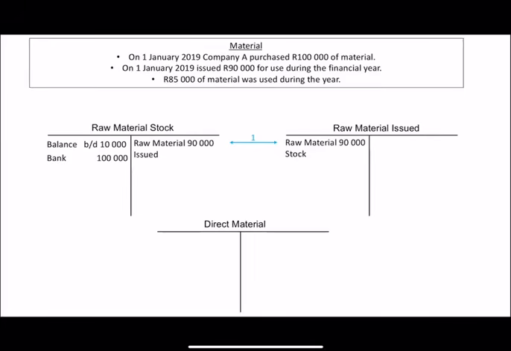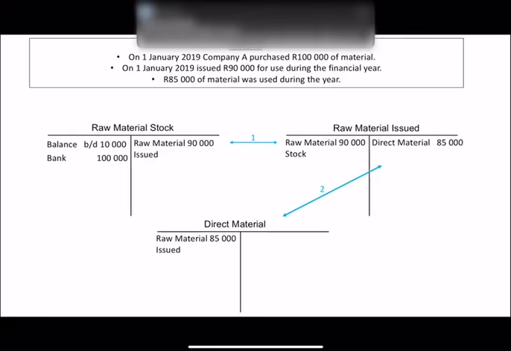Now we're working at the end of the year, and the next piece of information given is it says 85,000 Rand of that material was used during the year. If that 85,000 Rand of material was used, it is the direct material that we use to produce that t-shirt. And that amount needs to be put into our direct material account so that we know how much we actually used. So once again, we transfer it out of our raw material issued by cancelling it on the credit side and then placing it in the debit side on our direct material. It is in the debit side because it is an expense. It is the cost to produce that good.